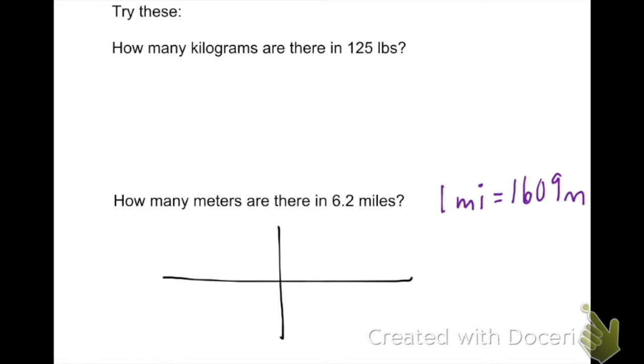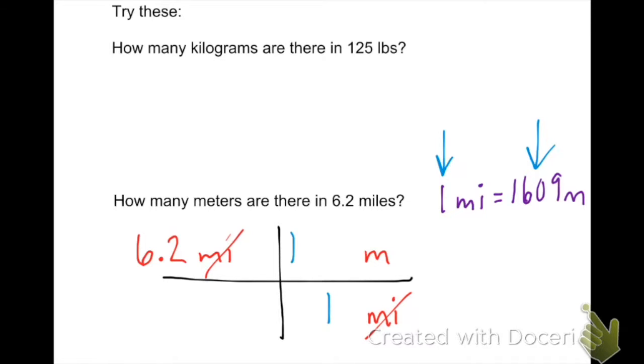So now, let's start converting. We draw our T-chart. We're going to write what's given, 6.2 miles here. So our miles unit must go in the bottom right to cancel out. Our meters unit goes on top because that's what we're converting to. So now we're going to place the numbers that are in front of each unit appropriately in our T-chart. So we've got a 1 in front of miles, and we've got 1609 in front of meters.